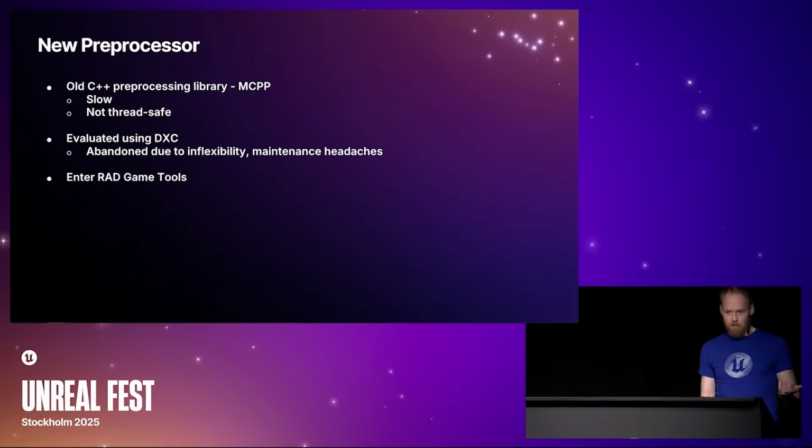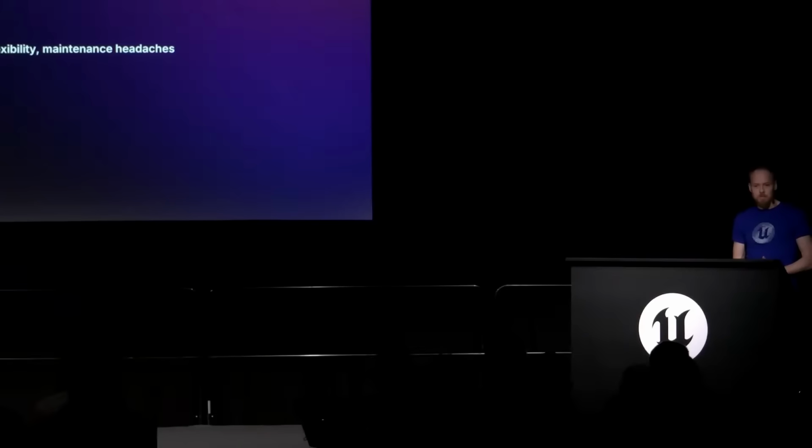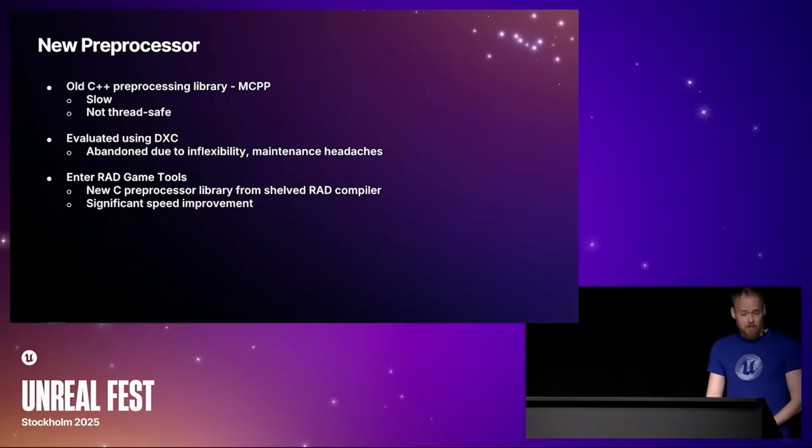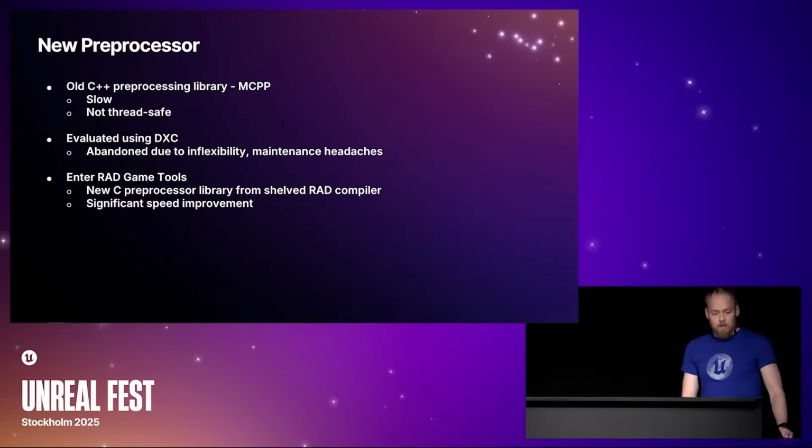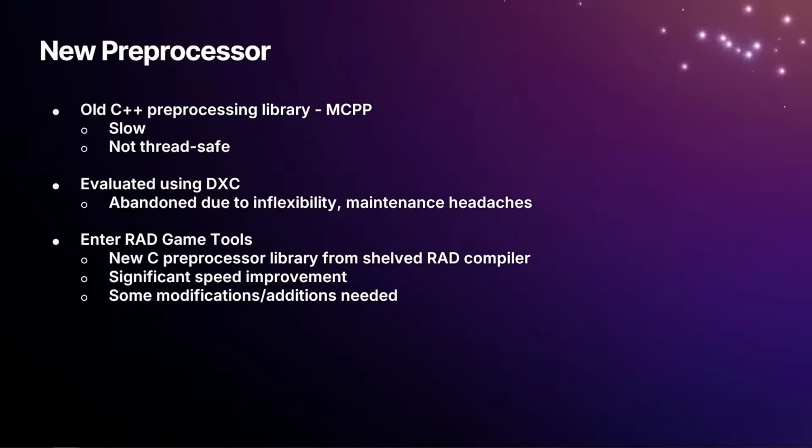Now, Epic, around the same time, acquired RAD Game Tools, which was great. It came to light that they had a fast pure C preprocessor that came about as part of a shelved RAD compiler project. So we started testing it. Early tests showed quite a good improvement over DXC and even better over MCPP, though it was incomplete. It needed some work to make it fit for our purpose in the shader compile system.